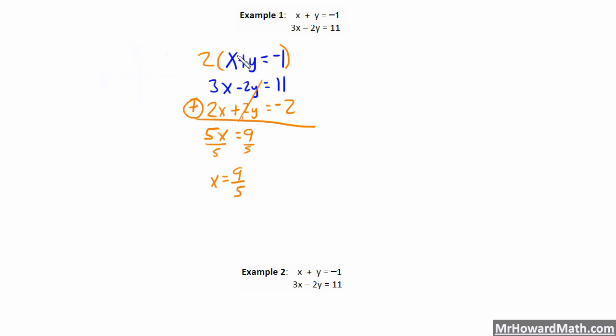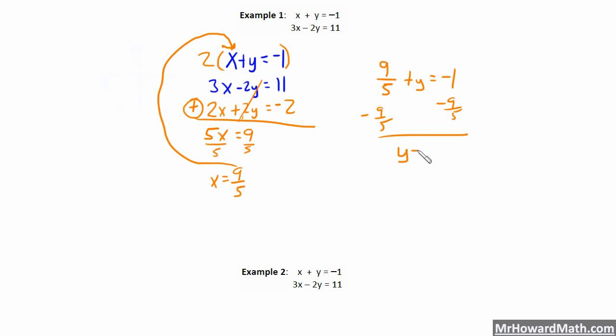Which one? I'll just plug it back into the first one. So I'm going to substitute this 9/5 in right there. So that would give me 9/5 for my x plus y equals negative 1. So I'm going to subtract 9/5 from both sides, and that gives me y equals.